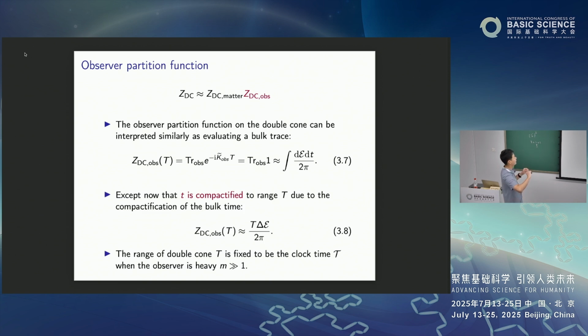But now recall that the t variable is a bulk time, and on the double cone we are compactifying the bulk time. So the range of t is compactified to the period of the double cone, which is denoted as capital T. So that tells you the result of this double cone patching function has a linear integral. And the range of the double cone will be fixed to be equal to the clock time, curly T, when the observer is heavy.